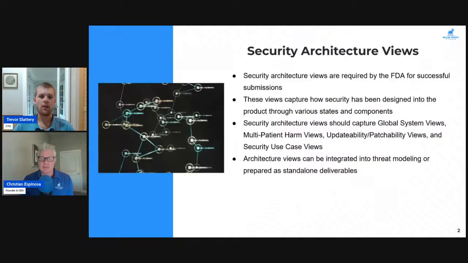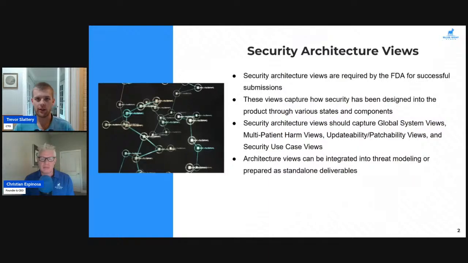For developing the architecture views, there are a couple of different recognized ways that the FDA will accept the documentation. And this can be either integrated into threat modeling or prepared as standalone deliverables. Now, this can be a very easy integration into your threat modeling, since you can often use the same diagram for a global system view and a threat model diagram if you're capturing the appropriate level of detail, the right data flows and connections, and then you just have to map applicable threats to each of those components.